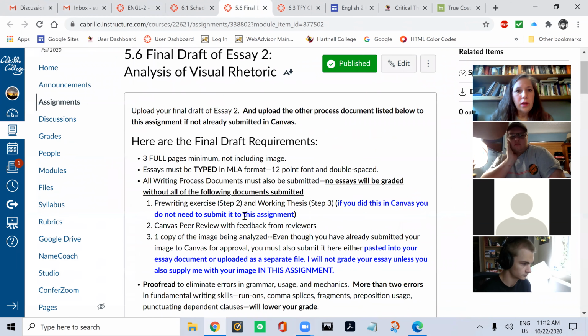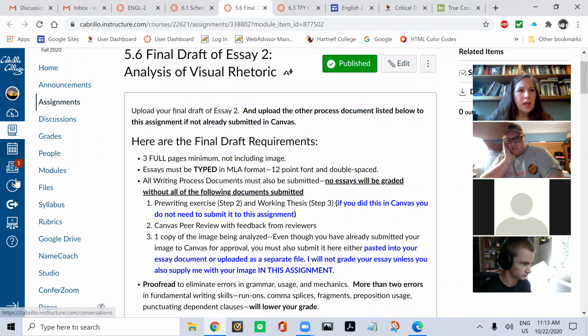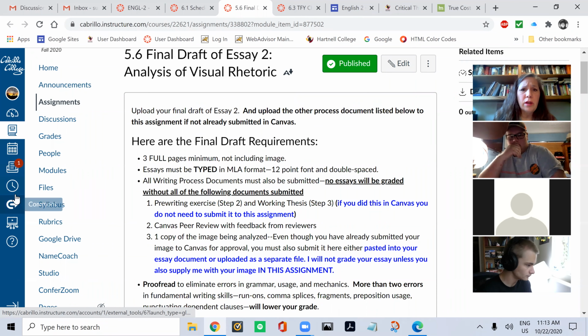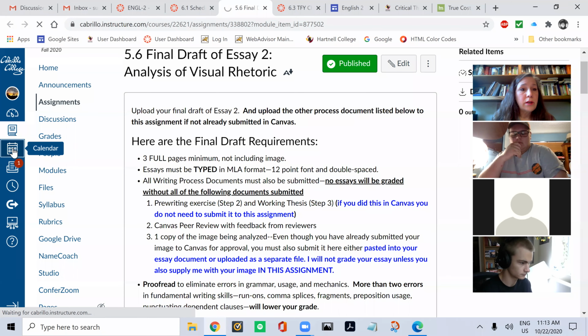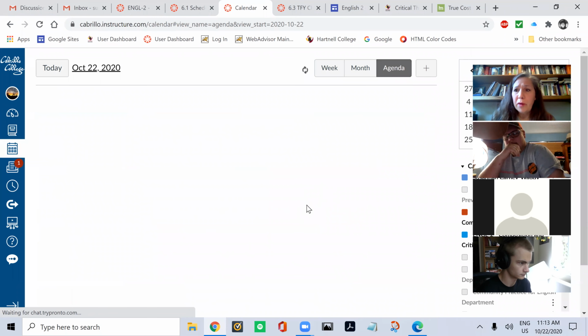I don't see anything that says 12 p.m. Let me look at the calendar here. It doesn't show it to me the same way it shows it to you, where at the top of the page there are the deadlines for submission and all of the requirements. So let me look at my calendar. How's my volume, by the way? Is it okay? Thank you.